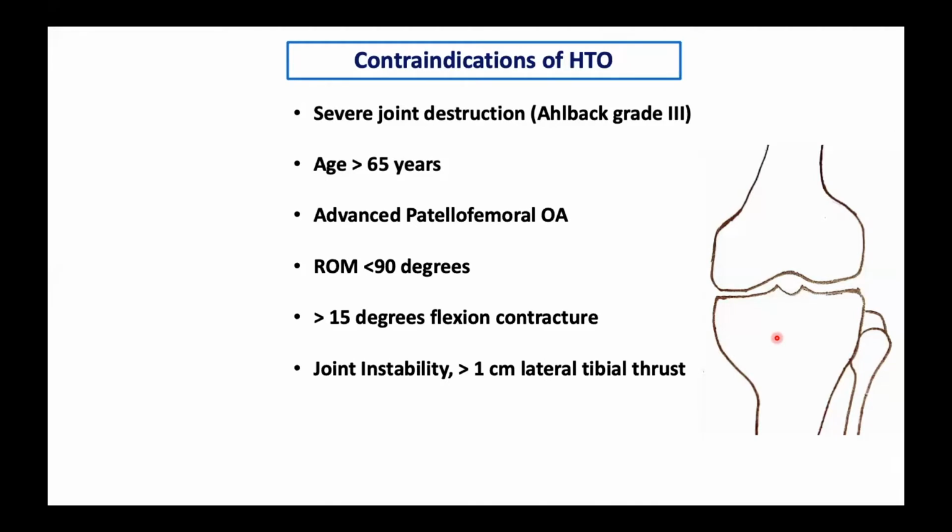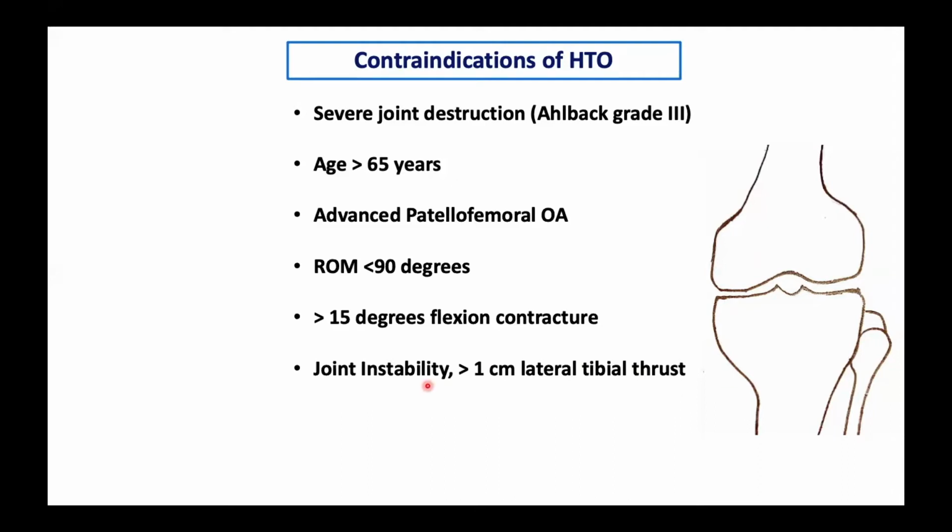So we don't want to perform STO in this case. If there is joint instability, more than 1 centimeter of lateral tibial thrust, then even after performing the high tibial osteotomy, the cartilage damage keeps going on, and the load cannot be shifted, at least in the stance phase of the patient, because in stance phase there is going to be a lateral tibial thrust, and load again passes through the medial compartment. So this surgery will fail in case of joint instability.